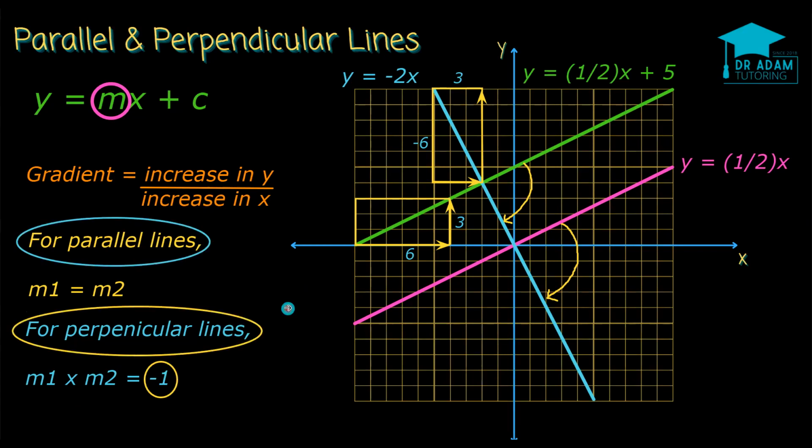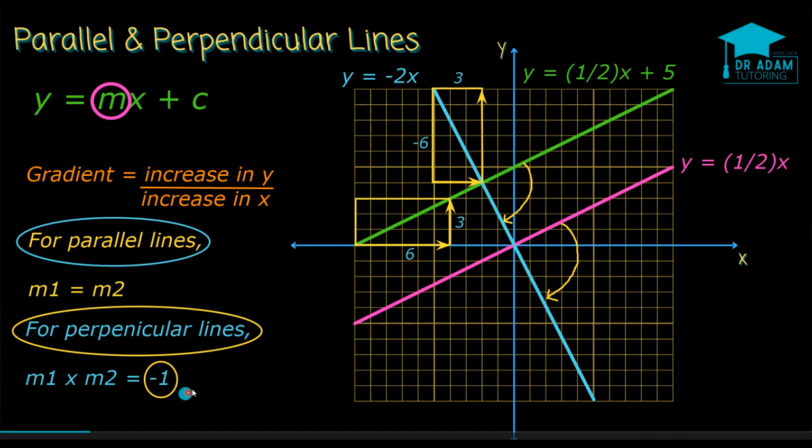So just remember these two very important relations: gradients of parallel lines are equal, and gradients of perpendicular lines will always multiply to give negative 1. In other words, the gradient of the first line will be the negative inverse of its perpendicular counterpart.